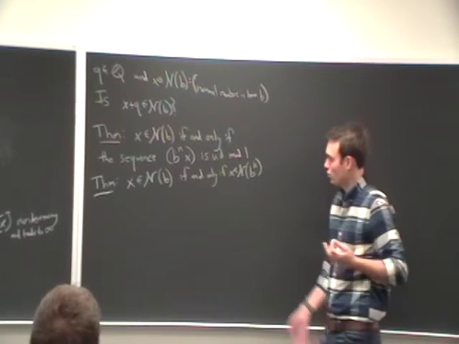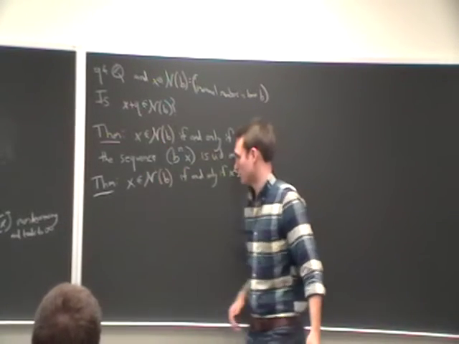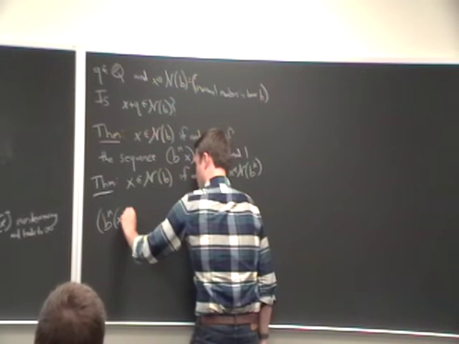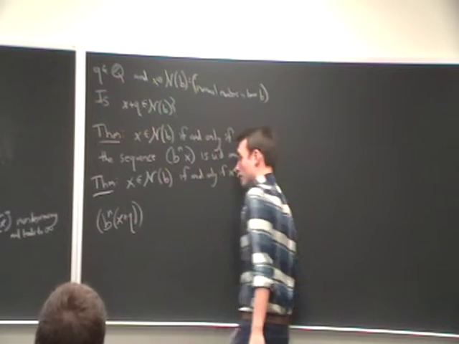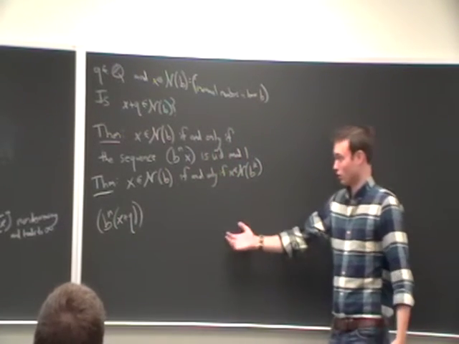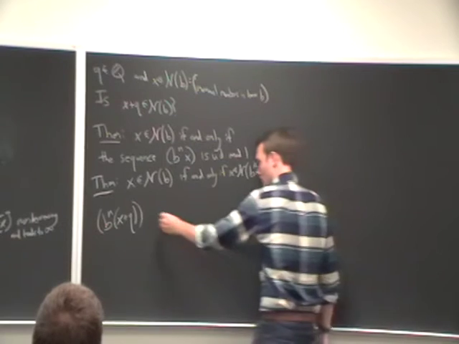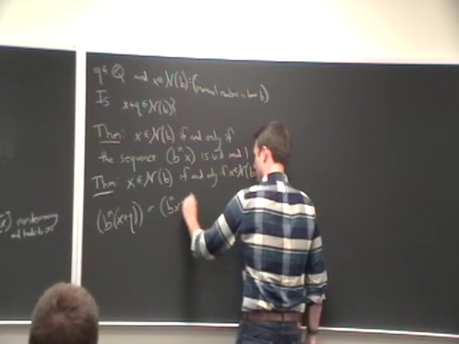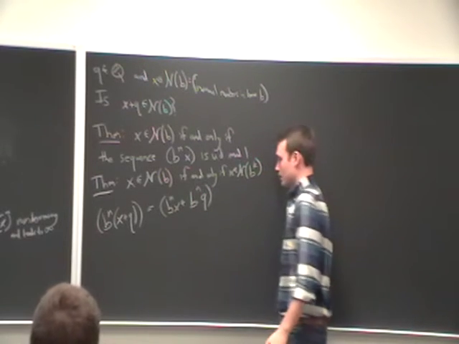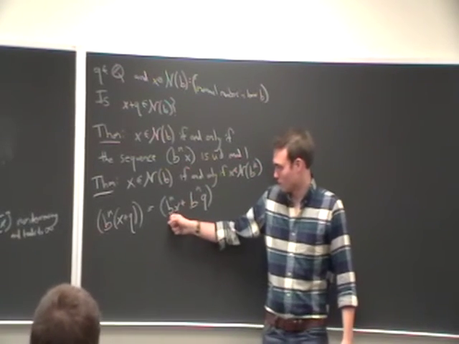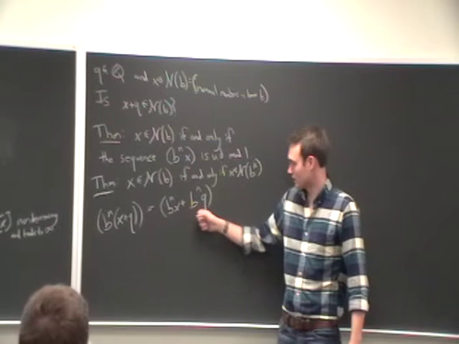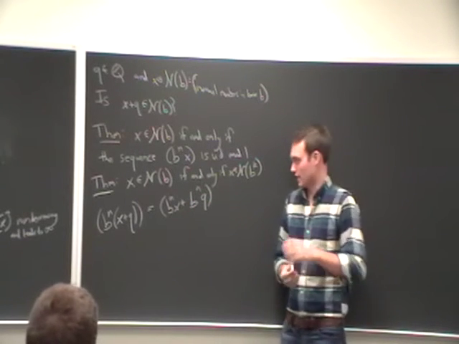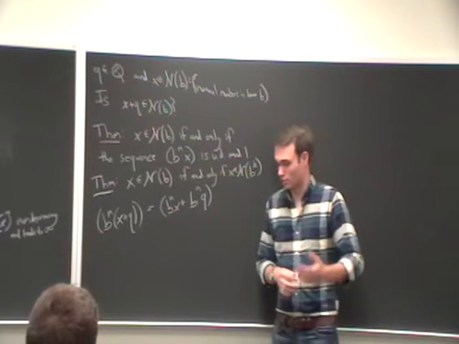So armed with these two, let's look at x plus q. We're going to look at the sequence b to the n times (x plus q), and try to show that it's uniformly distributed mod 1. Just by linearity, this is equal to b to the n x plus b to the n q. And so we see that we have a sequence which is uniformly distributed mod 1, and we add to it a sequence that's eventually periodic.